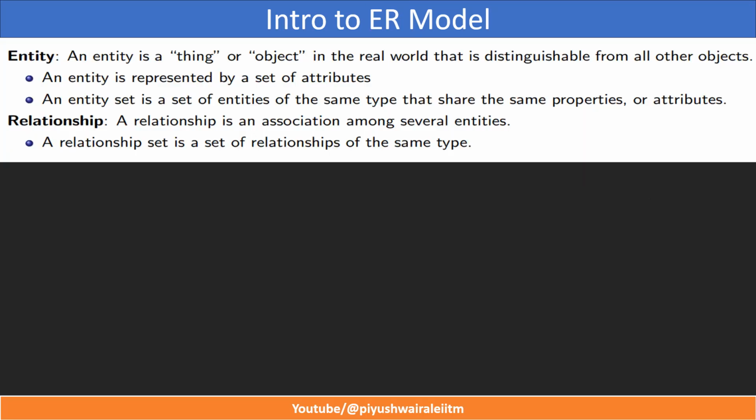Now what is an entity? An entity is a thing or object in the real world that is distinguishable from all other objects. For example, I can say student is an entity, or any person is an entity, employee is also an entity, or car. Car is also an entity. Any entity is anything or object in the real world that is distinguishable from all other objects.